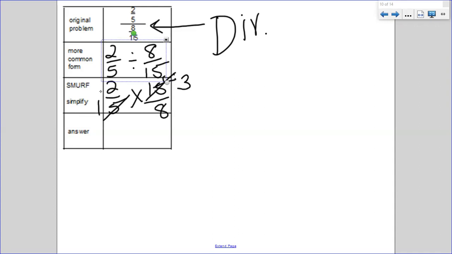Now I'm going to look here. 2 and 8. Yeah, I have a GCF of 2 and 8. Cool. I can make those smaller. 2 goes into 2 once, and 2 goes into 8 4 times. Now I have much smaller numbers to deal with, and so I can just multiply the numerator times the numerator, which is 3, and the denominator times the denominator. 3/4 is my answer.